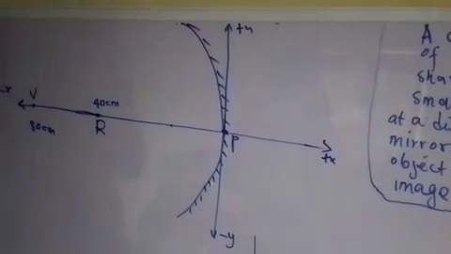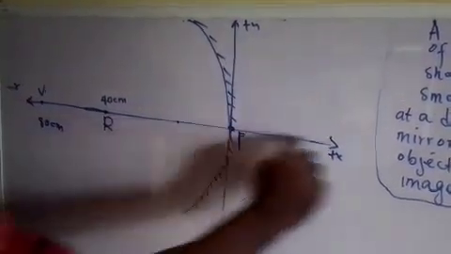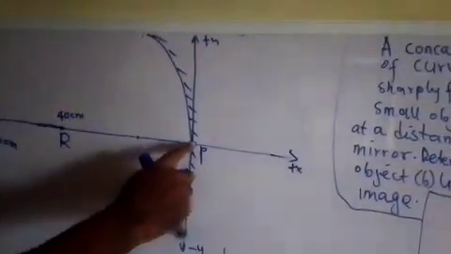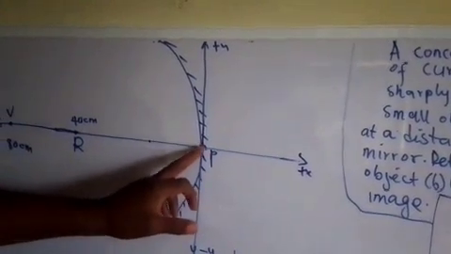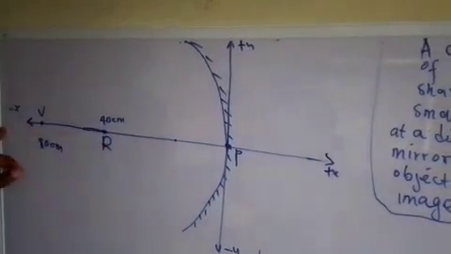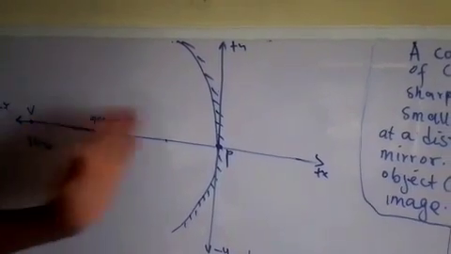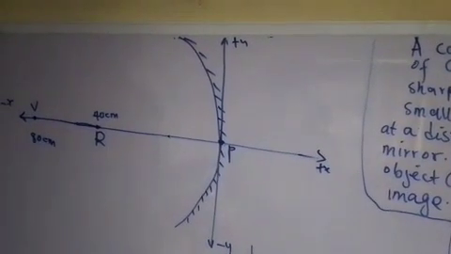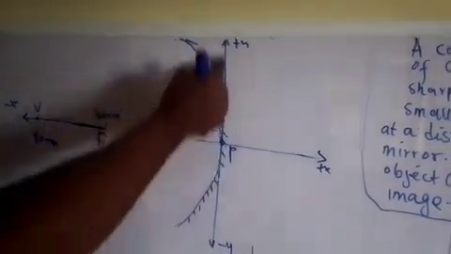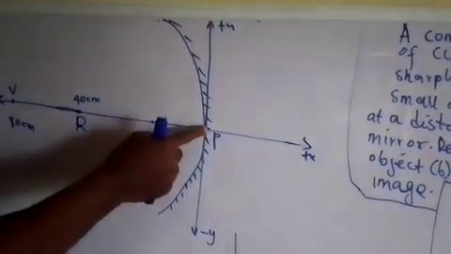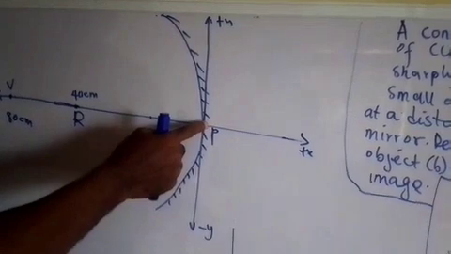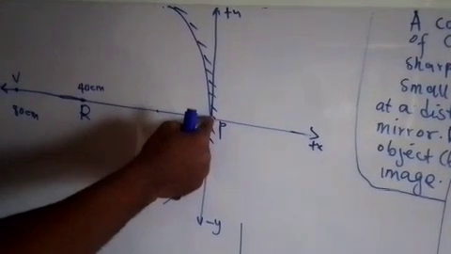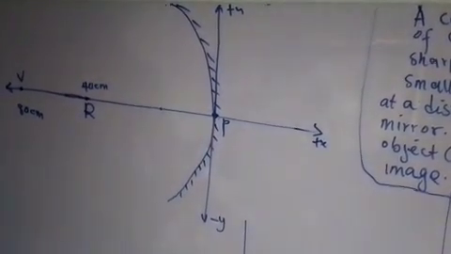The first thing you are going to draw is the principal axis, a horizontal line passing through the center of curvature and the pole. Now go to your pole. Any horizontal distance measured towards the left is going to be negative. That's a sign convention. Any horizontal distance measured to the right is going to be a positive distance. Draw a vertical line from the pole. Any vertical distance measured above the pole is going to be positive. Any vertical distance measured down under the pole is going to be negative.